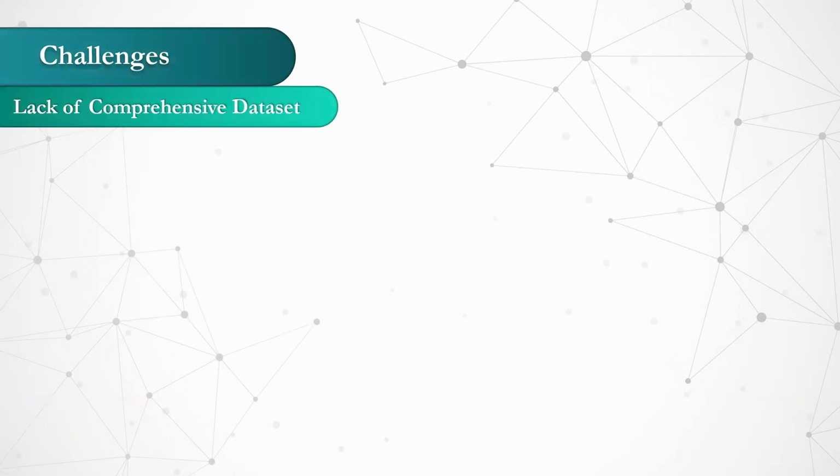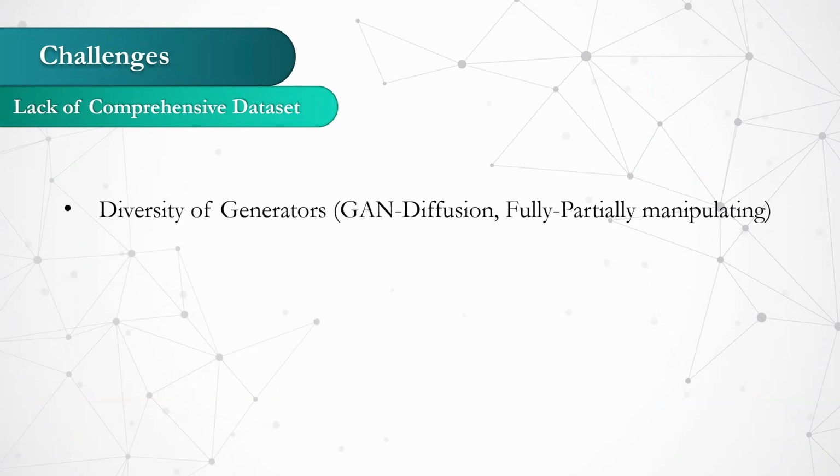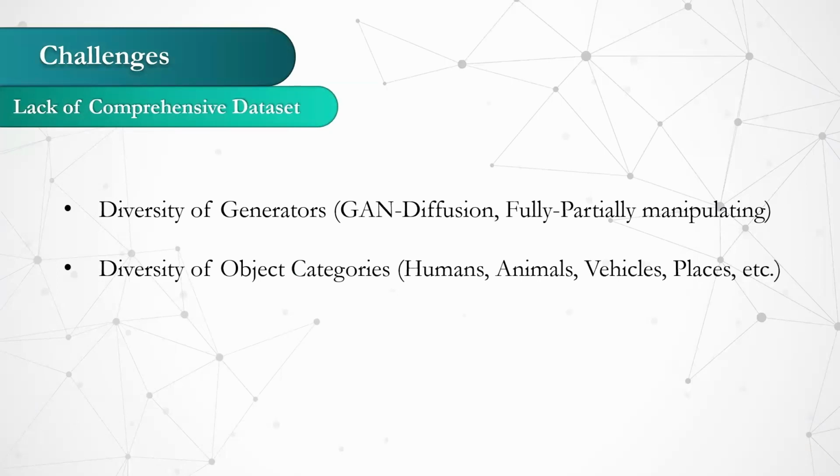One of the primary challenges in this domain is the lack of a comprehensive dataset. There is an ever-increasing number of generative models based on differing architectures such as generative adversarial networks and diffusion models. The variations in these generators can result in distinct differences in image quality, style, and noise characteristics. In addition to diversity of generators, diversity of object categories is also important because detectors need to recognize the distinctive visual characteristics exhibited by various real-world objects.